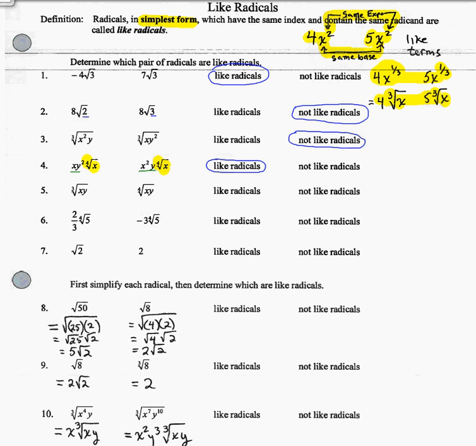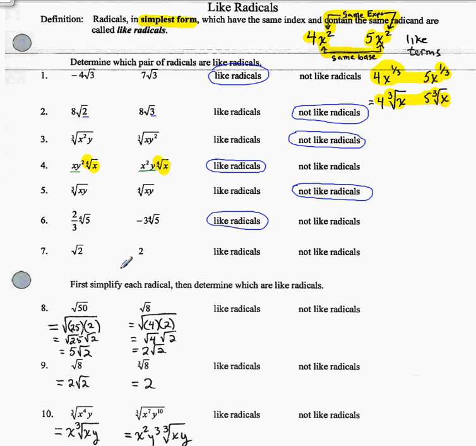All right, let's continue to the next one. On the next one, notice that the indices are different. The radicands are the same, xy and xy, but the indices are different, so these are considered not like radicals. Again, on number 6, it doesn't matter what number sits in front of the radicals. Just make sure that the radicands are the same. They're both 5, and the indices are both 4. So yes, again, these are like radicals.